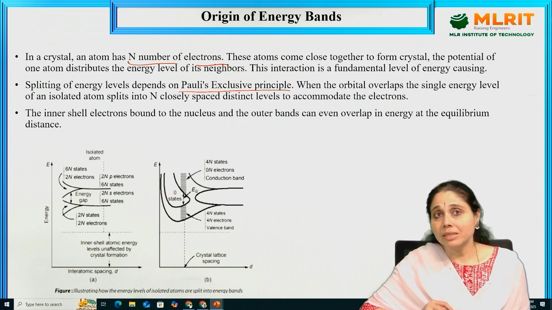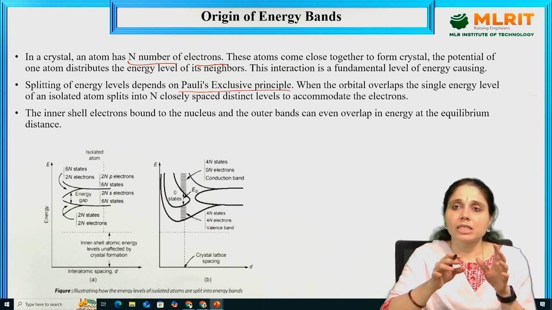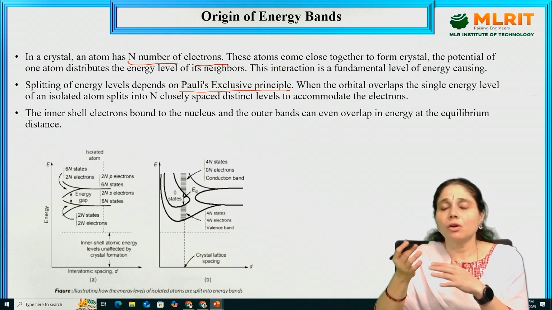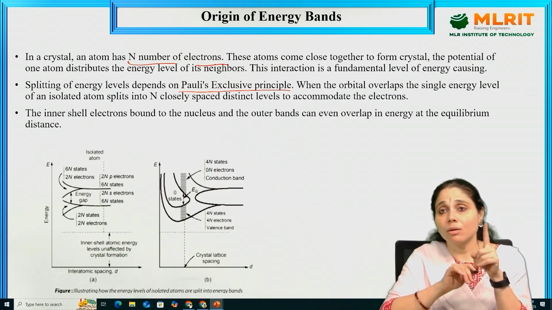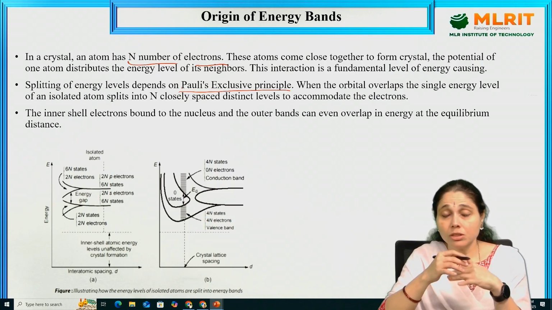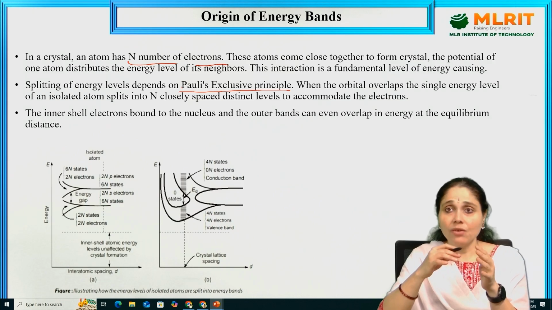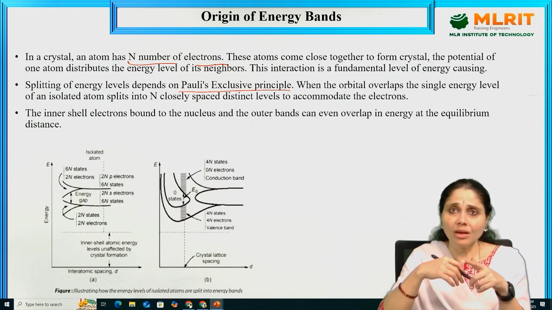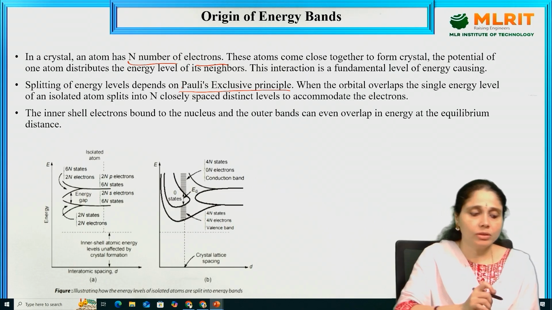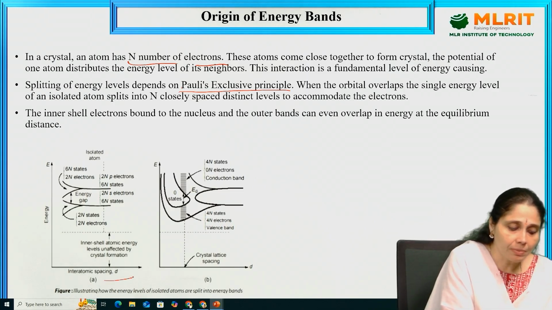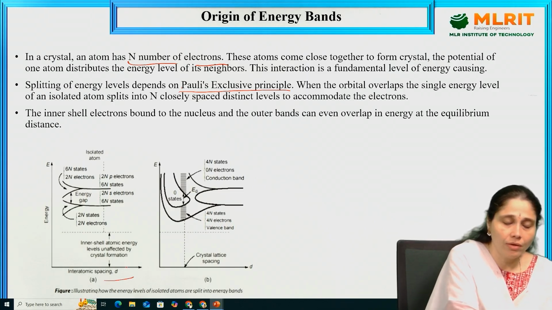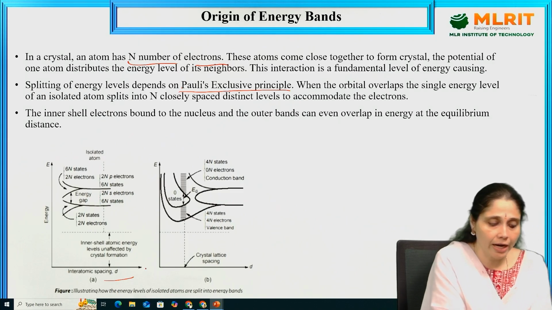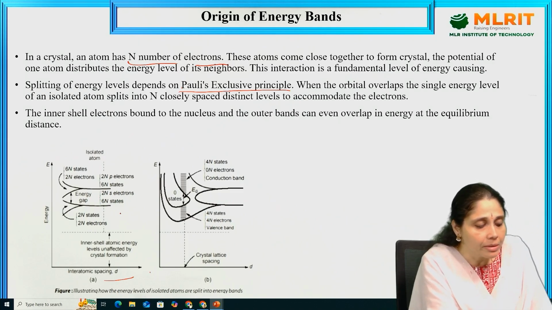So, what happens here? Inner electrons never participate in the distribution of energy levels. Only the outermost bands, which are far from the nucleus, take part in the distribution of energy levels. See here, the interatomic space is d, and if we take a graph between energy and interatomic distance d, what happens here?